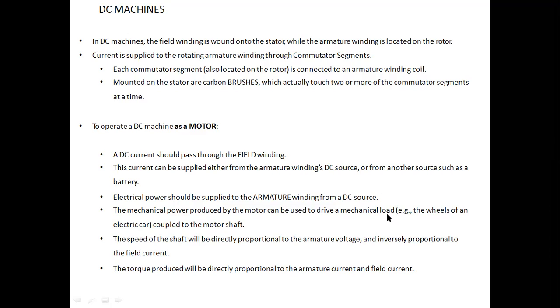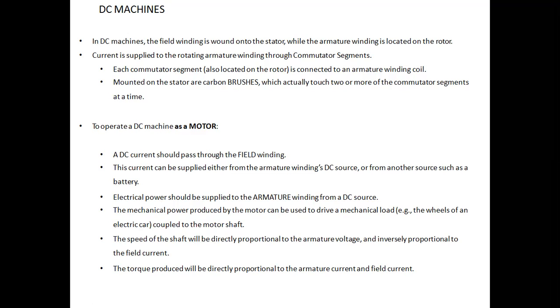Take any example: we can use the power supply to rotate the wheels of an electrical car. When we give the power supply, there will be generation of mechanical power, and it will be taken to drive the mechanical load, and the speed of the shaft will be directly proportional to the given voltage. And here we are taking the field winding on the stator.